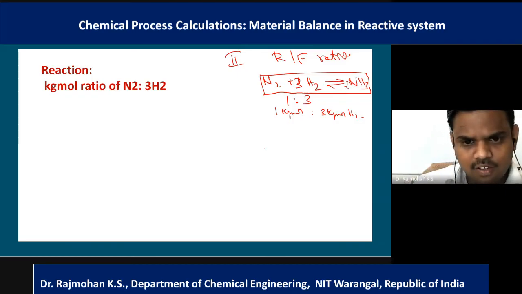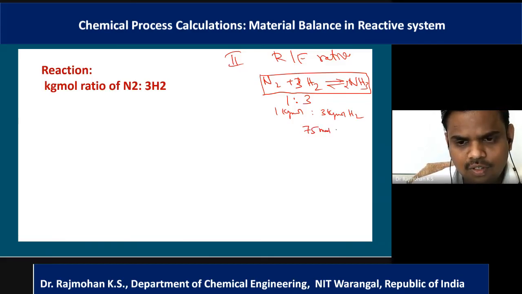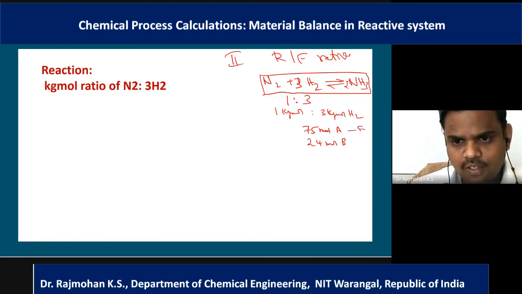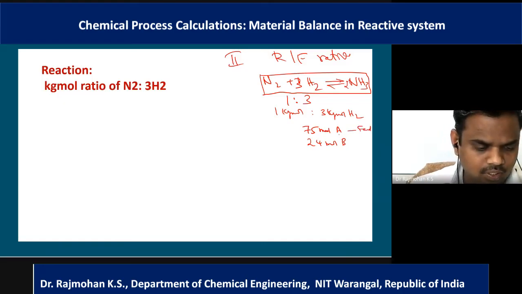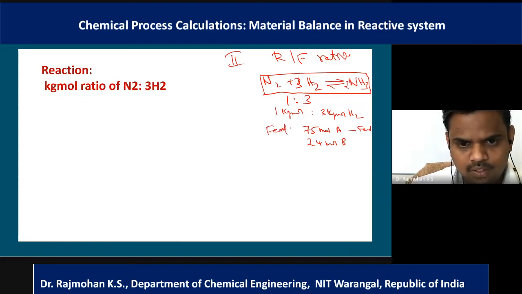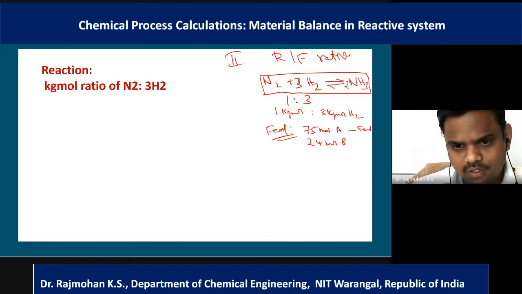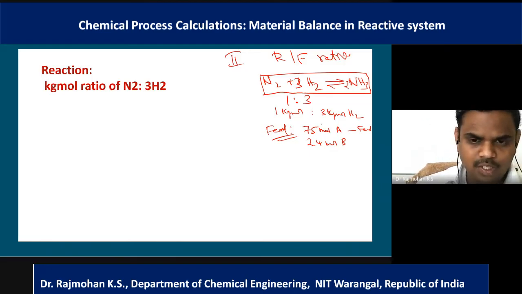But what is given? It is given that the feed is containing 75 moles of A and 24 moles of B. So what we have considered to be A and B are hydrogen and ammonia, right? So 75 moles of A is present in the feed. Okay, so this is the feed composition data we have. So what is the ratio they are in? 25 into 5 means they are perfectly in stoichiometric ratio, but here it is not in stoichiometric ratio.